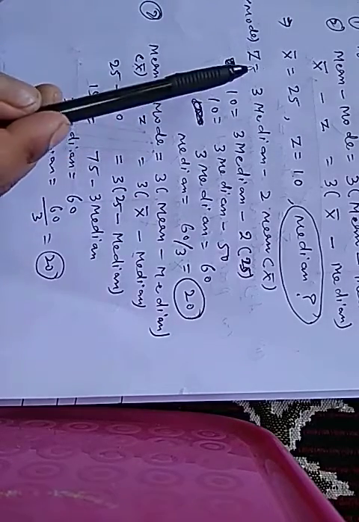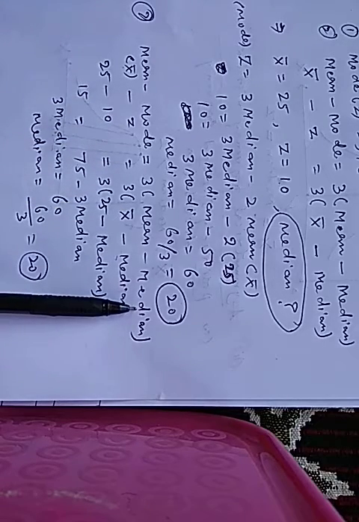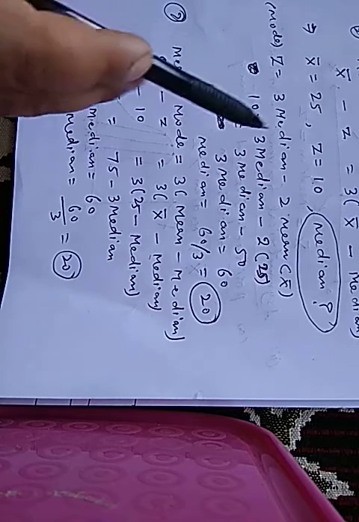Applying this formula, mode is equal to 3 median minus 2 mean, we have got the value of median equal to 20. Or by applying this formula, mean minus mode is equal to 3 mean minus 3 median, we have also got the value of median equal to 20. Whether we apply this formula or this formula, we will get the same result.